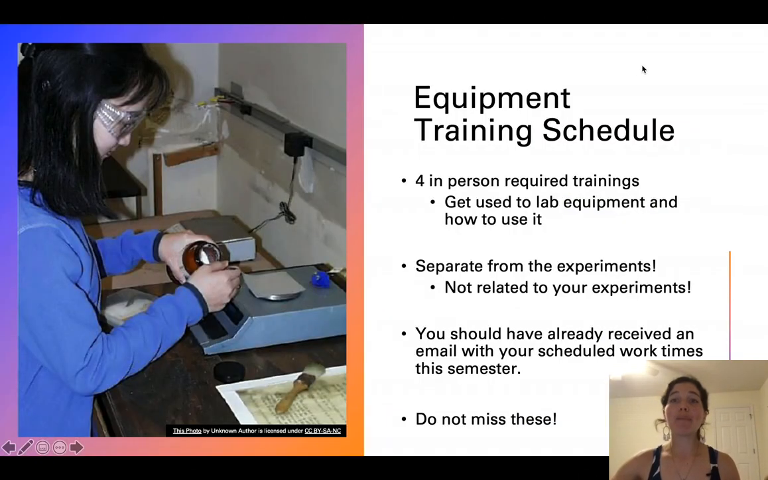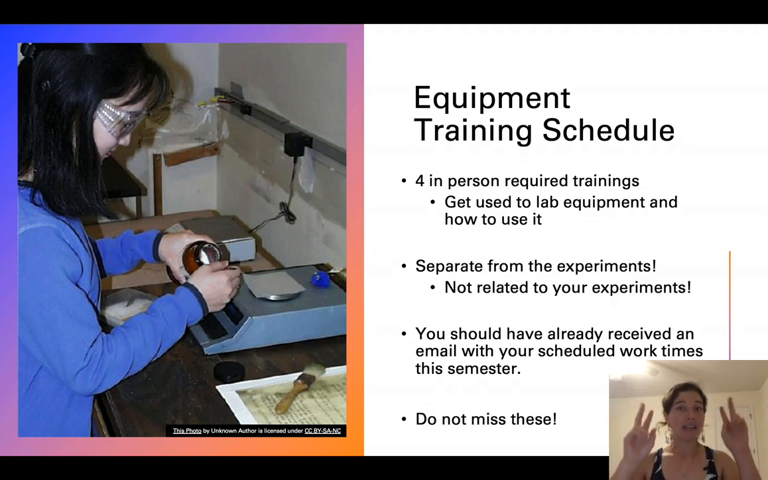All right, so equipment training schedule. Like I said, we're going to be rotating students through the lab this semester in order to get you used to working with equipment. You're going to have 4 sessions that are 60 minutes long this semester, where you come in and you work with equipment and you try to train and pass your training requirements on them. These have nothing to do with your labs. They are not related. They are a separate portion of your grade from labs, okay?